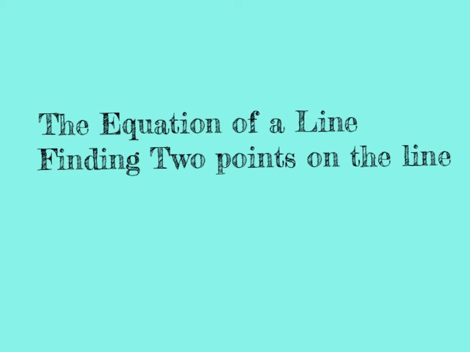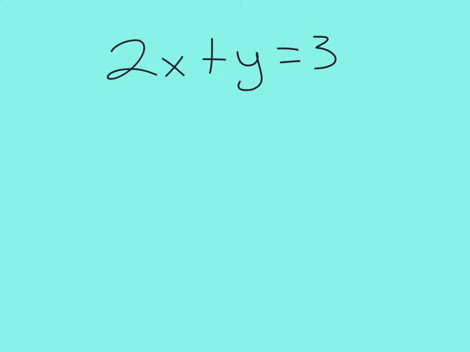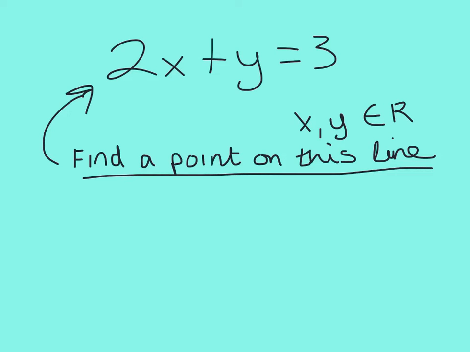Today we're going to look at the equation of a line and how to find two or more points on that line. First of all, it's worth noting that x and y are always elements of the real number system. They never tell you that in coordinate geometry because it's a given. We assume that any number that can be substituted into x and y are going to be elements of the real number system. So, just to recap, 2x plus y equals 3 is an equation that represents a line.